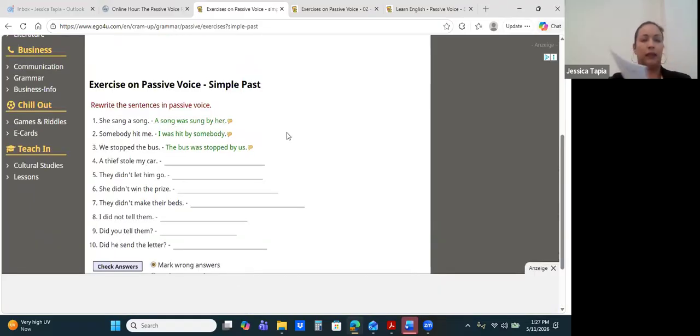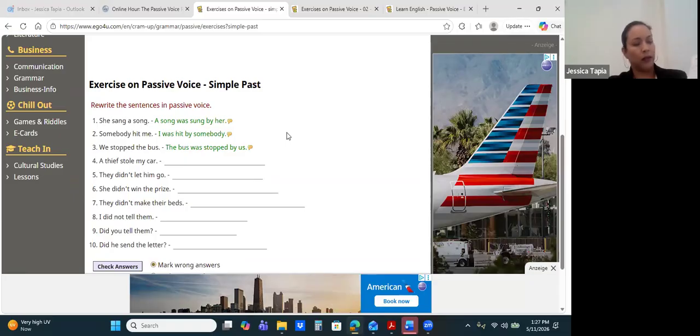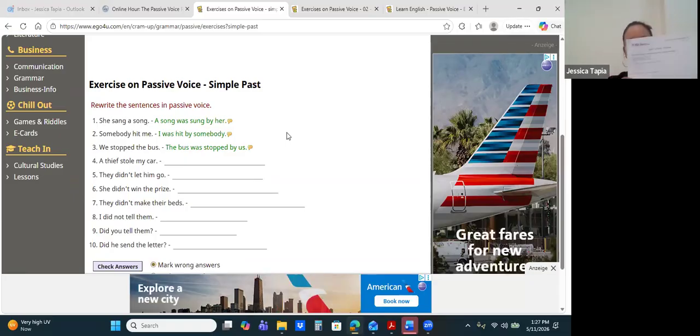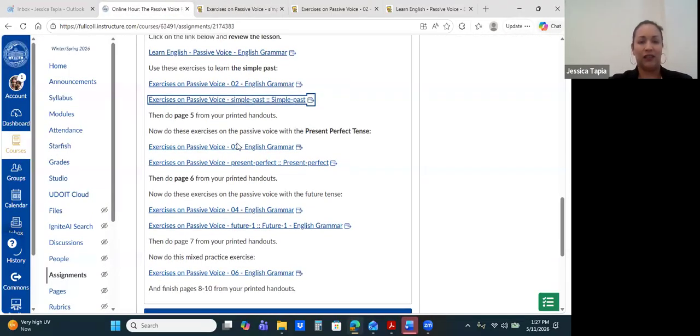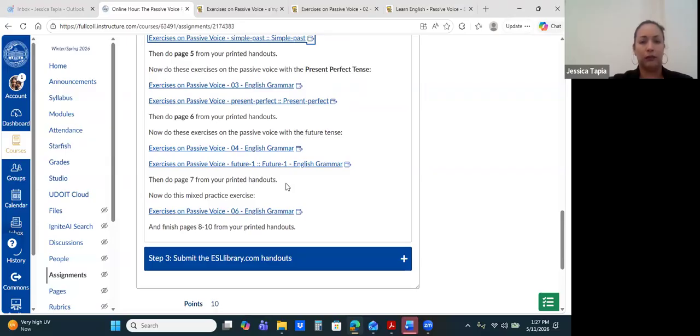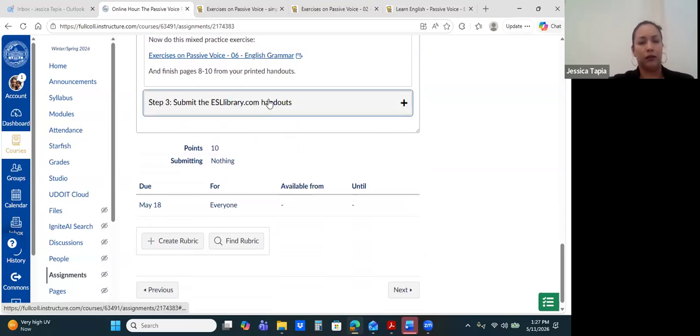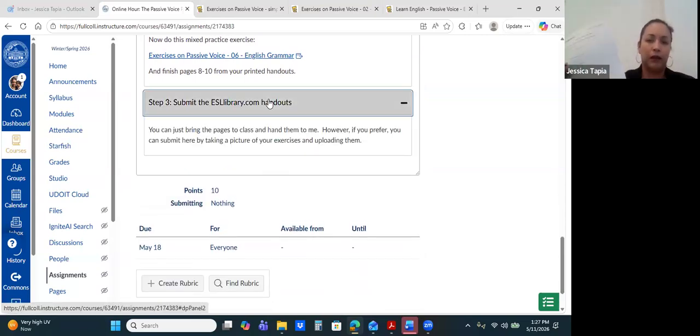Then when you finish doing the past tense, you can do page 5 here, which is the first page, and you'll have a better feel to make sure that you're doing them correctly. Okay. So I think I'll leave you to it. So you'll do the exercises with the present perfect, then you'll do the exercises with the future tense, then the mixed practice, right? And then you do your handouts. When you're done doing all of your handouts, you can turn them into me. You can upload a picture if you want to, but I actually prefer if you just give them to me in class.